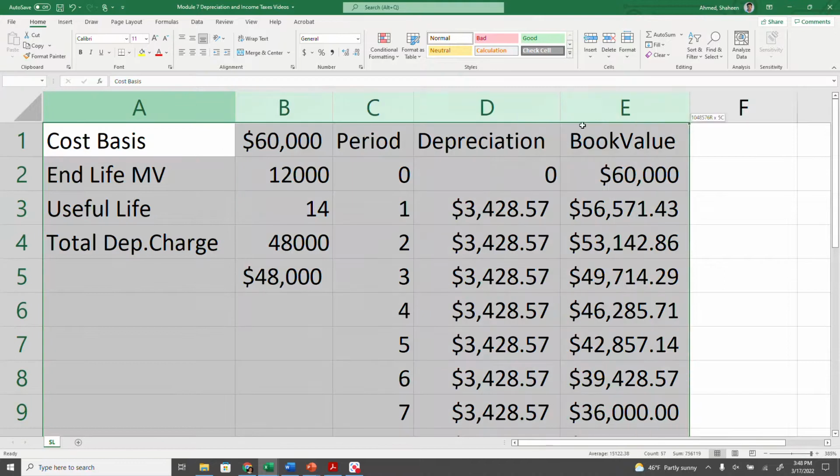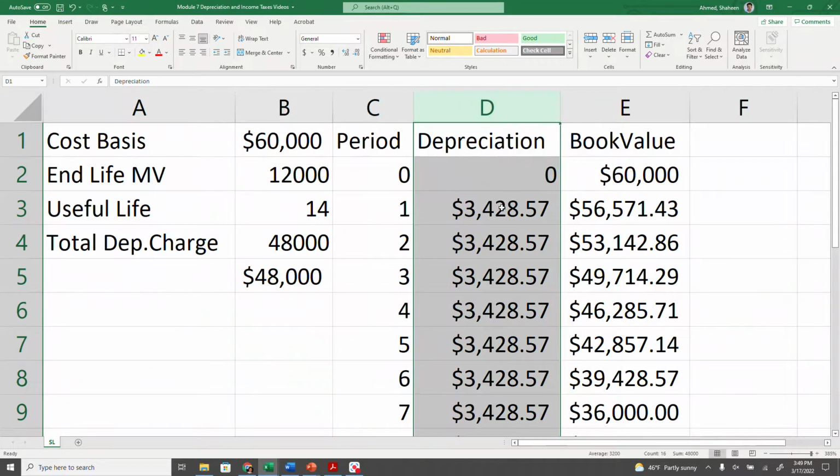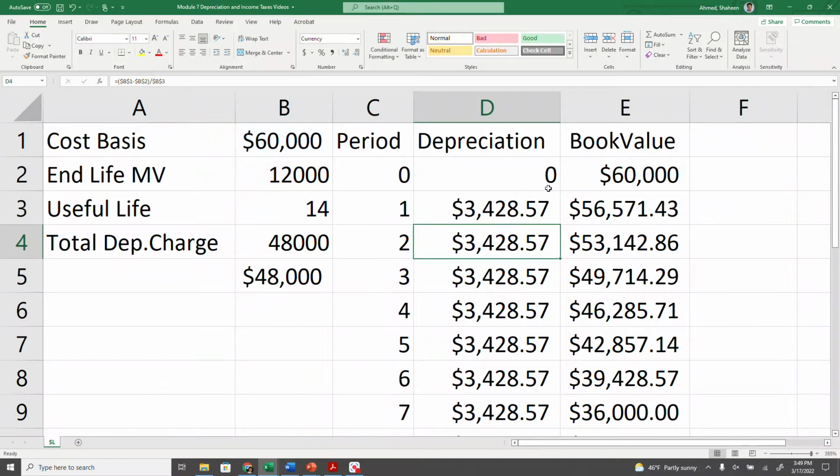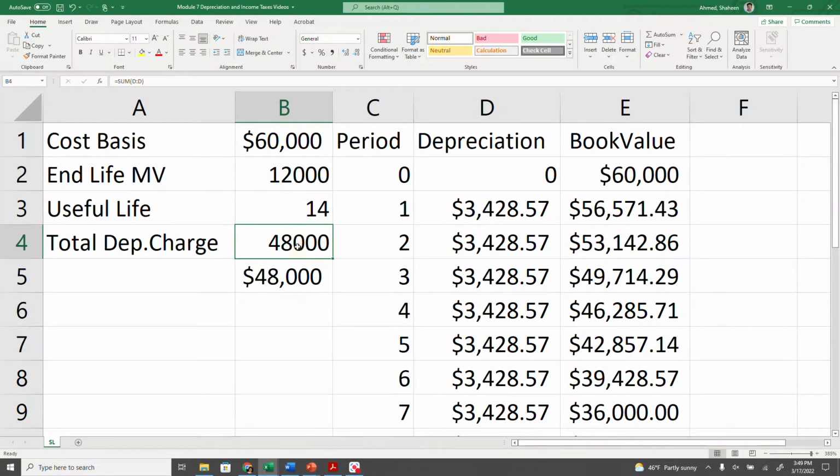So this is how you calculate the straight line depreciation charges. Basically, create the periods, the depreciation is a simple straight line formula that you use, and then find the book value. Also double check that the total depreciation charge is correct by summing all of them.